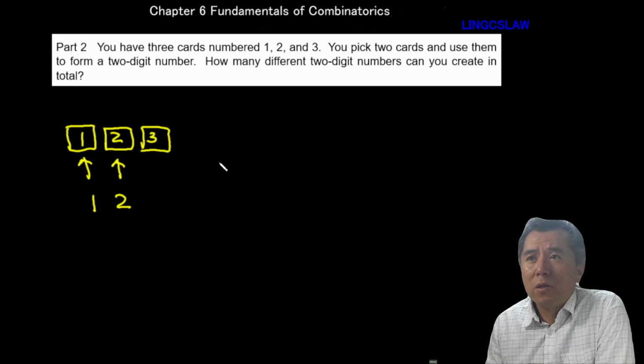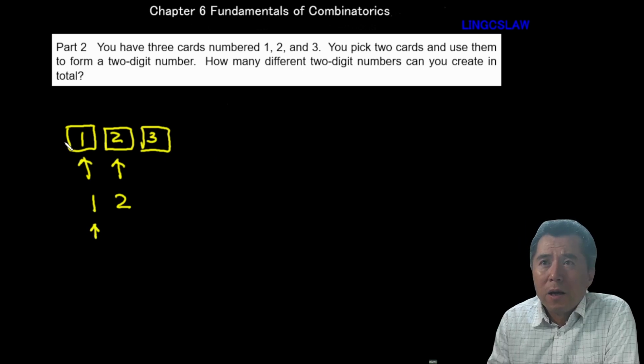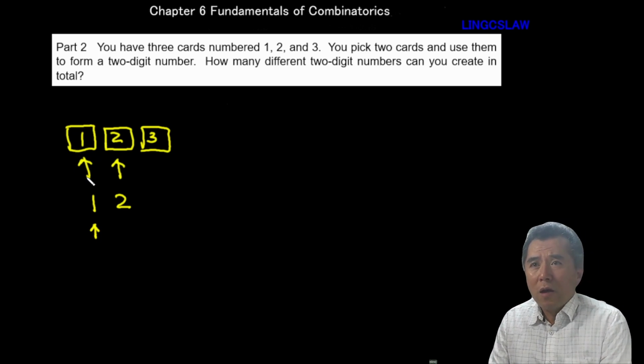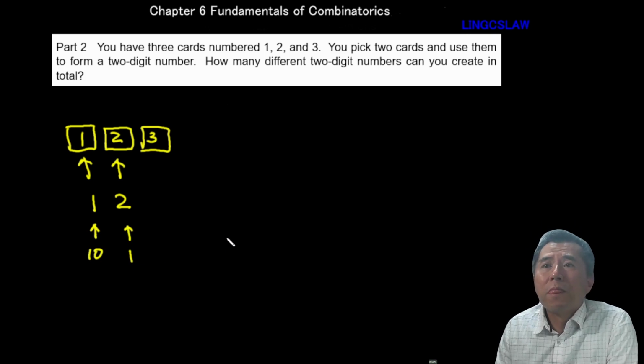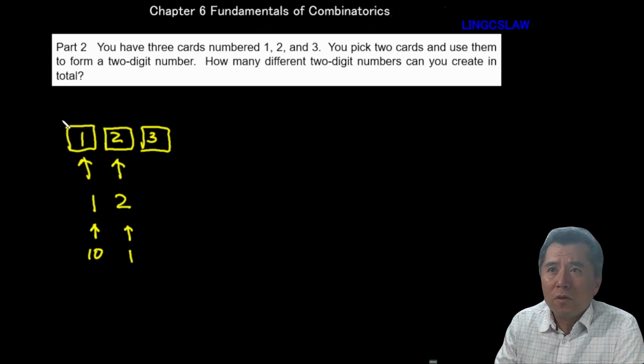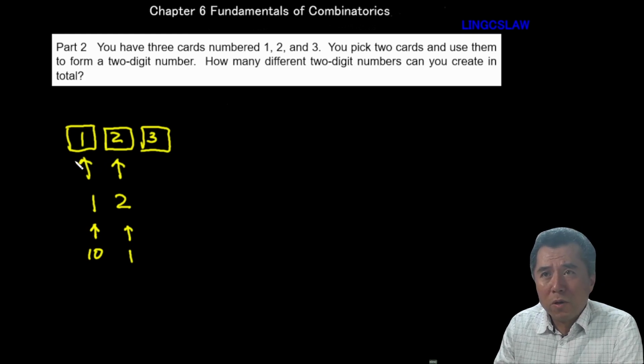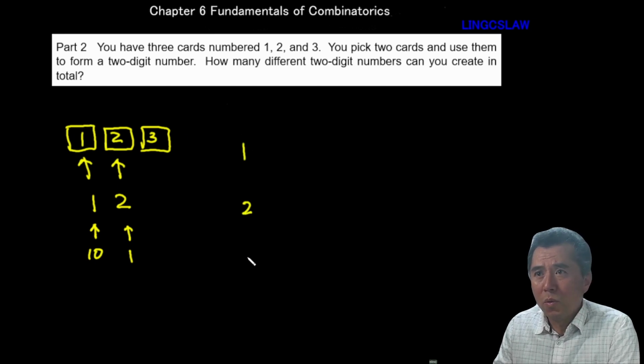Now, how do you think about this? Let's say the card you take first will be the 10s place, and the second card will be the 1s place, so it will be 12. And so the number of choices for the first number is 1 or 2 or 3.